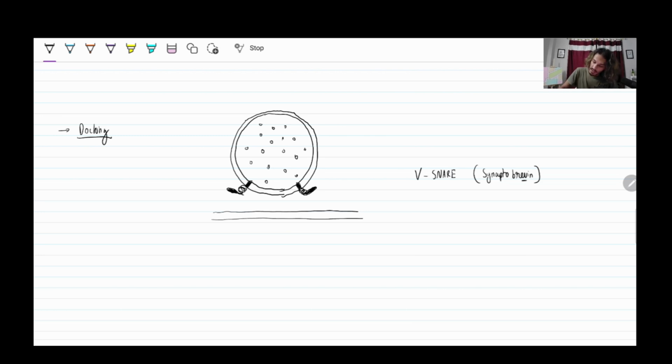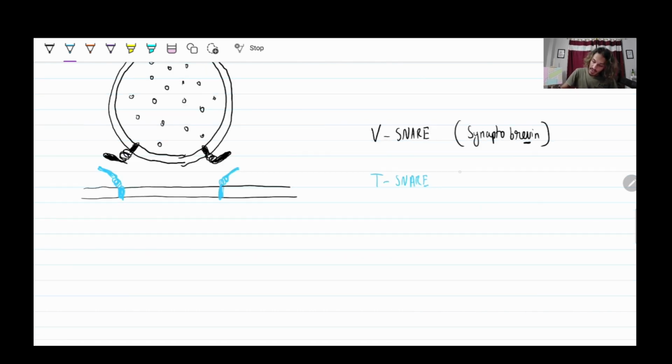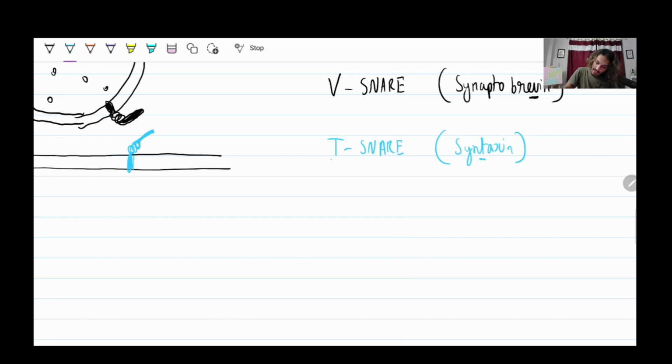Okay, you can take a look at this V. There's a brevin win for V snare, and V for vesicle. You can remember it like that. On the other hand, at the level of the presynaptic terminal, you have another substance like this. Okay, this is what is called a T snare. T snare specifically in this area is called syntaxin. Okay, so T for T snare and T for this.